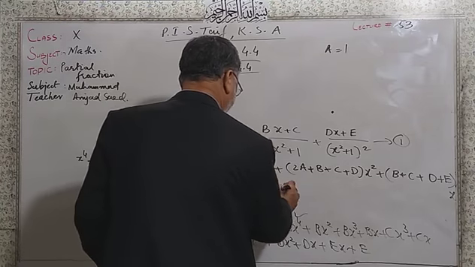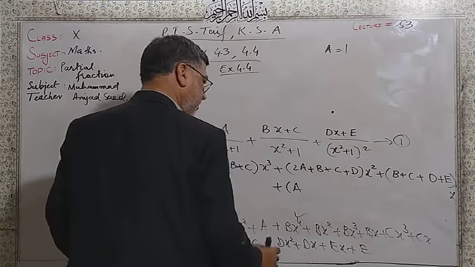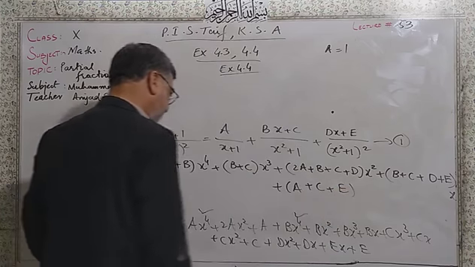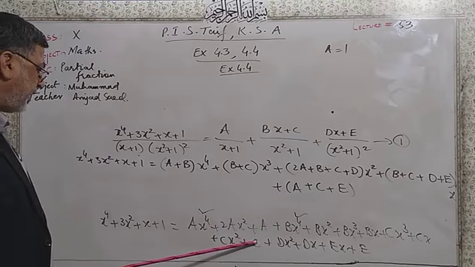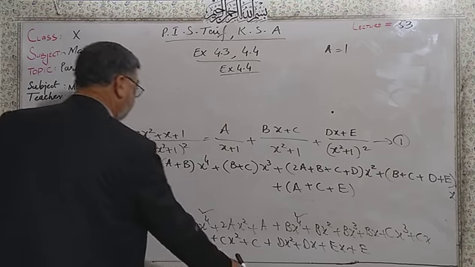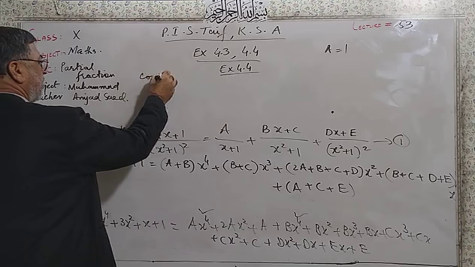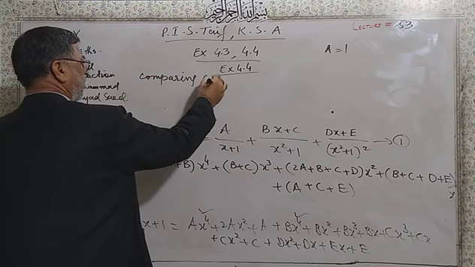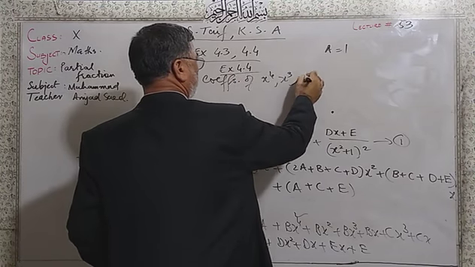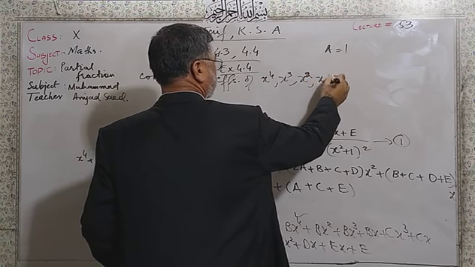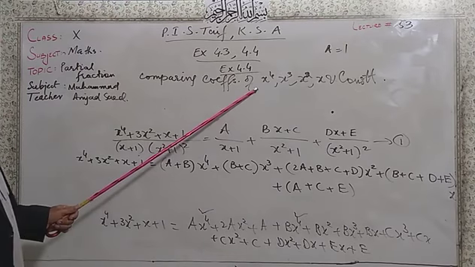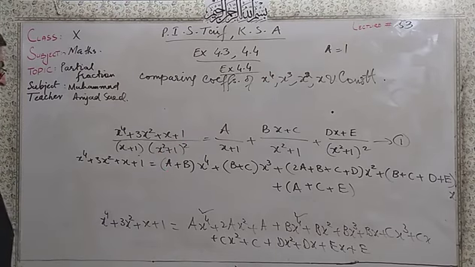After that we have constants a plus c plus e. These are constants. Comparing coefficients of x⁴, x cubed, x squared, x and constants.